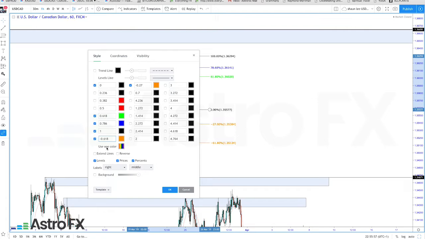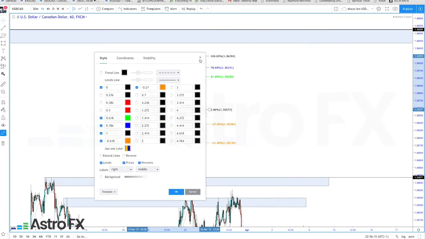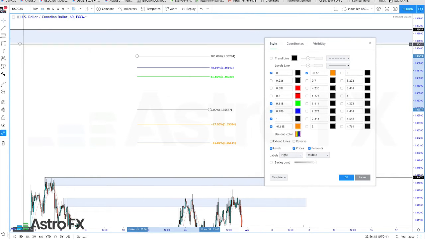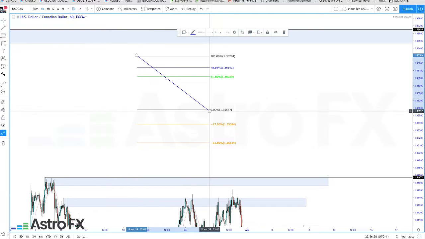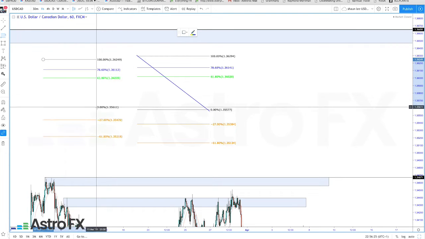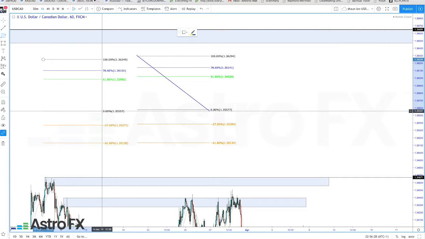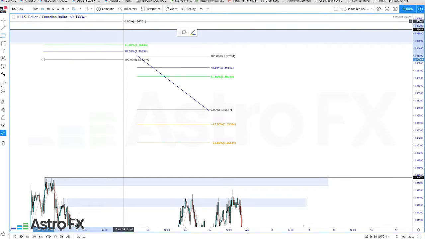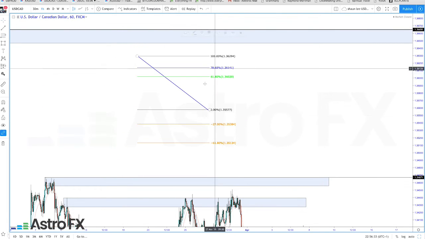Type this in, minus 0.618, check. Up here, minus 0.27, check. The rest unchecked. Levels, prices, percents, check. Labels, right, middle. Background, off. Distraction. And that is it. So when we're drawing the Fib, we go from point 1 to point 2, A to B. With the Fib, you click one area, and then you spread it down and right for the bearish momentum, and up to the right-hand side for the bullish momentum. So now you have those levels.